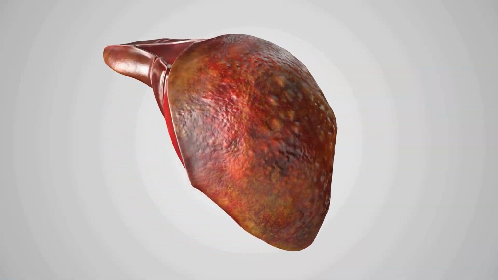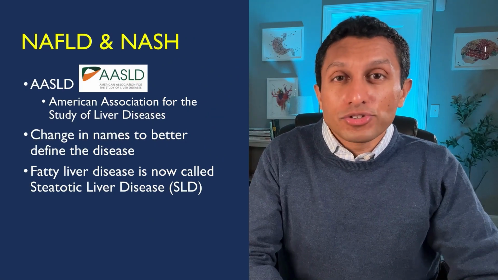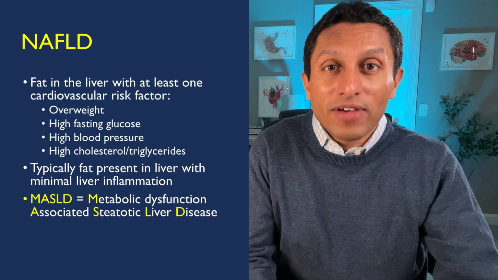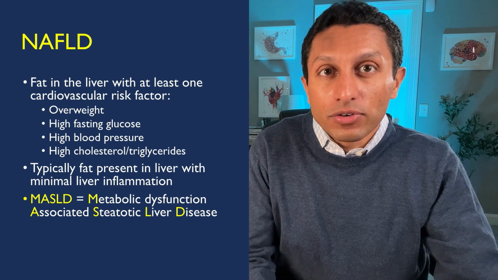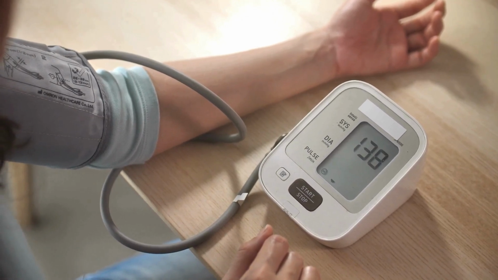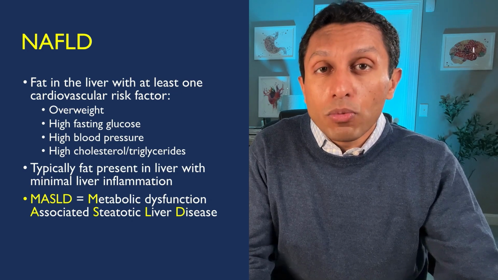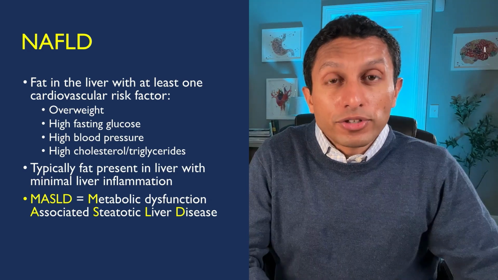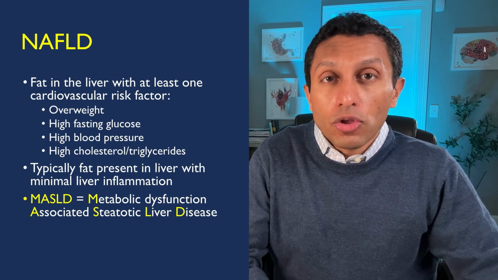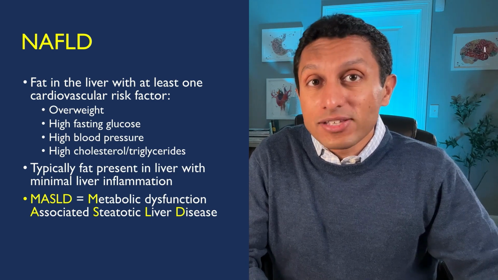Fatty liver disease is now called steatotic liver disease, or SLD, and is a general umbrella term for the different types of fatty liver disease. NAFLD, or non-alcoholic fatty liver disease, is when there is fat in the liver with at least one factor for cardiovascular disease. These risk factors include being overweight, having an elevated fasting glucose, an elevated blood pressure, or abnormal triglycerides or bad cholesterol. NAFLD is when there is fat in the liver with very minimal inflammation. NAFLD is now called metabolic dysfunction associated steatotic liver disease, or MASLD.